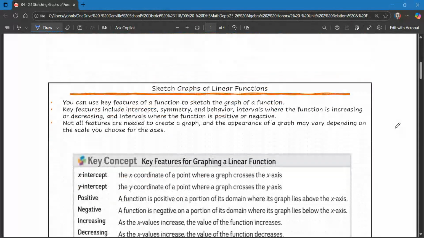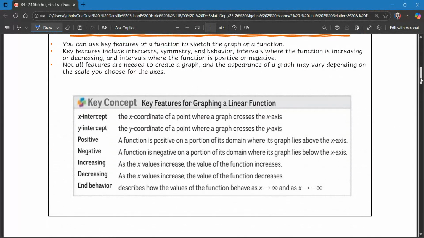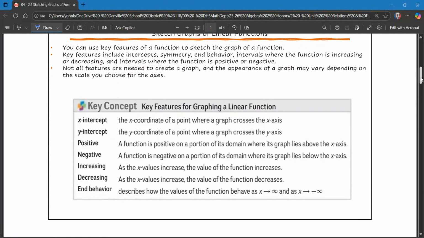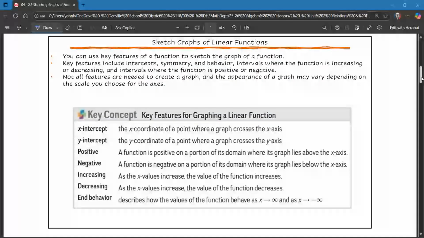So we've got a lot of vocab here on the next page that we need to understand in order to be able to graph a function. First, you can use key features of a function to sketch the graph. All the key features I have described down below in this big table are all super important. You've heard of some, but maybe not all of them.